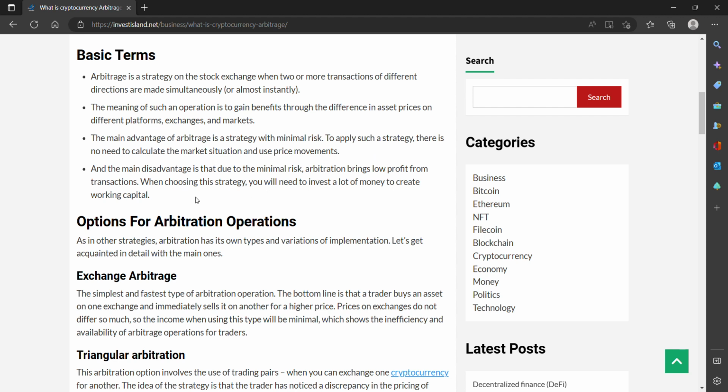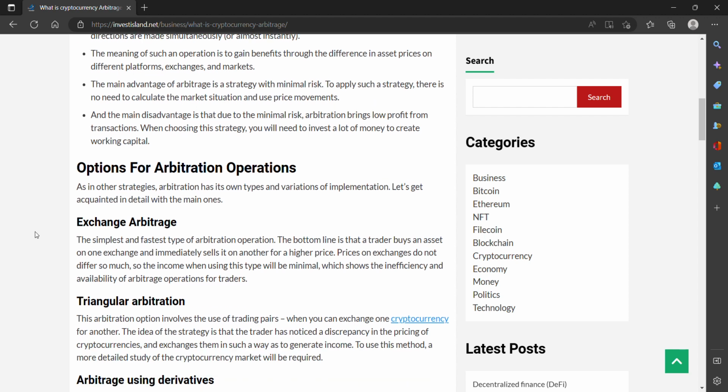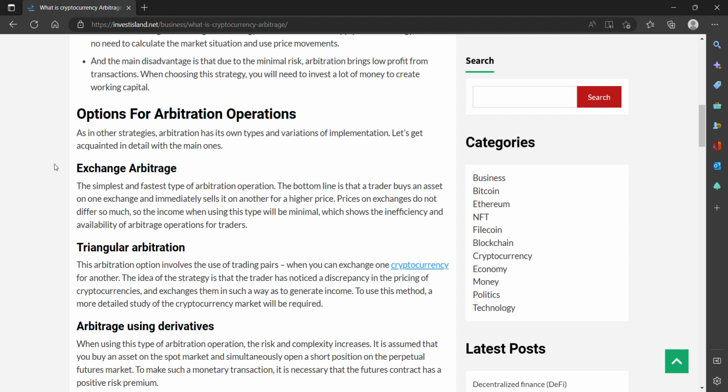Options for arbitrage operations: as in other strategies, arbitrage has its own types and variations of implementation. Let's get acquainted in detail with the main ones.